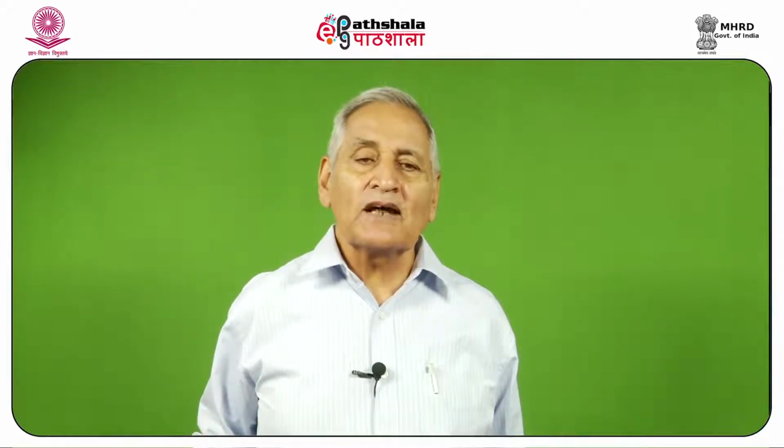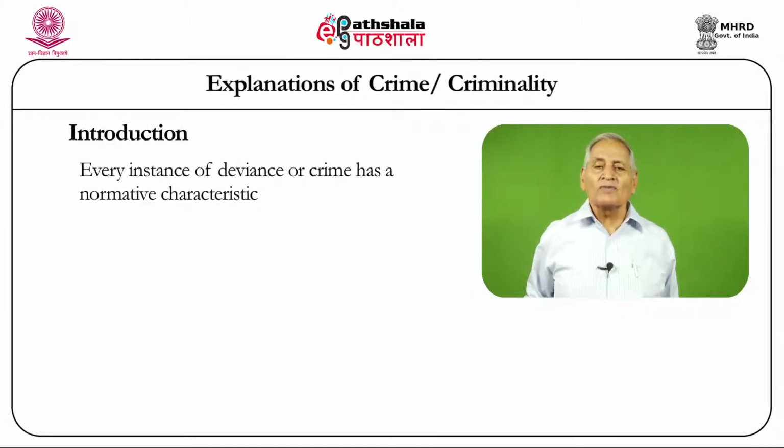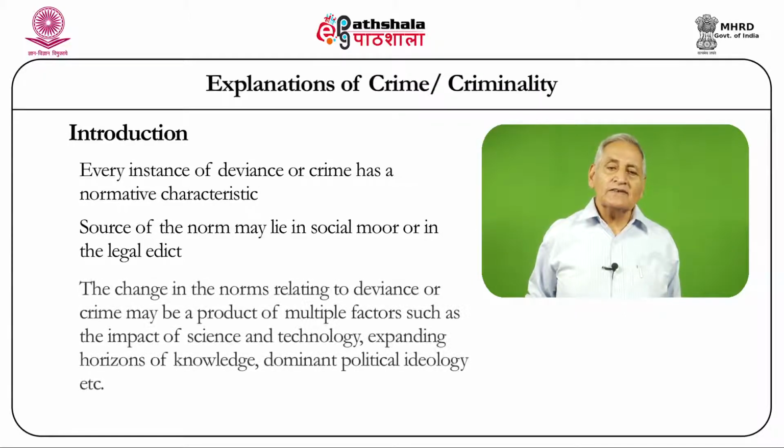Explanations of crime and criminality: every instance of crime has a normative character. The source of the norm may be social mood or legal edict. The change in the norms relating to deviance or crime may be a product of multiple factors such as the impact of science and technology, expanding horizons of knowledge, dominant political ideology, etc.